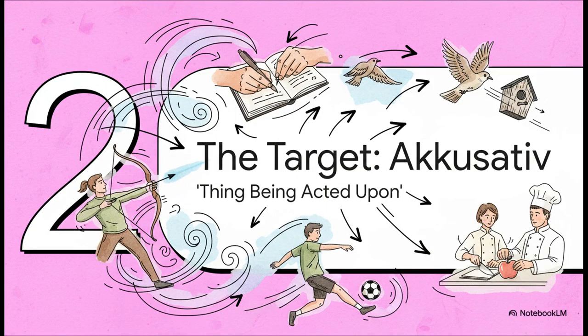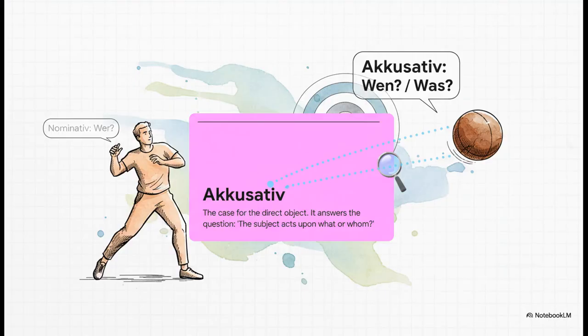Okay, so we have our doer. But what is the doer actually doing, and to what? This is what brings us to our second case, the Akkusativ. This case points out the direct object, or as I like to call it, the target of the action. The accusative case always answers the question what or whom in relation to what the subject is doing.